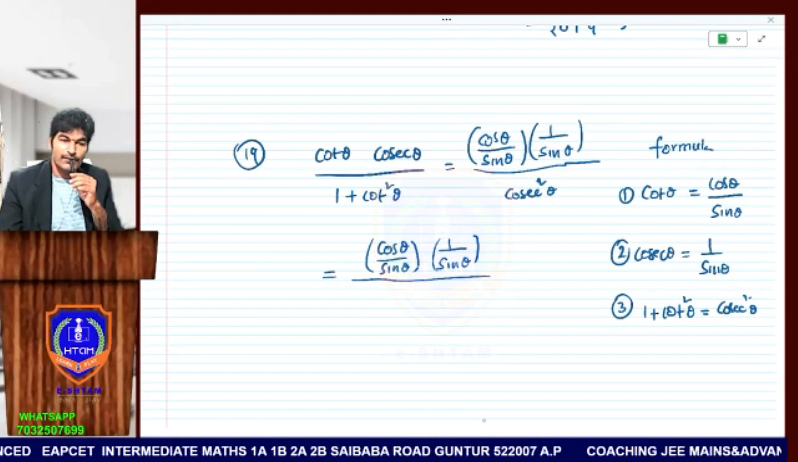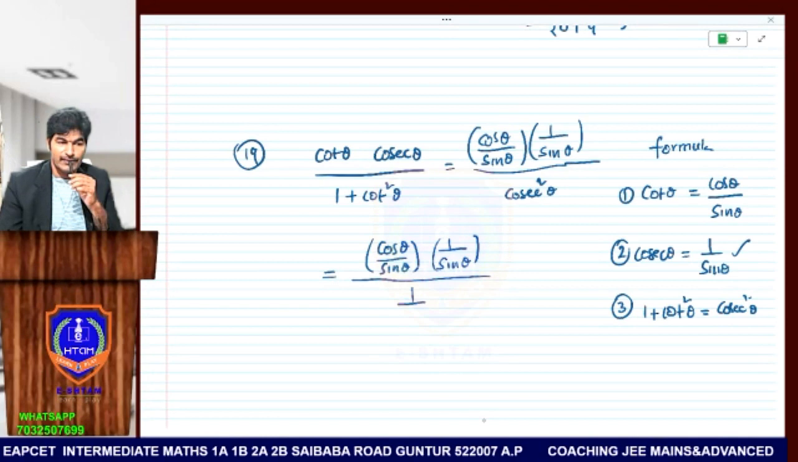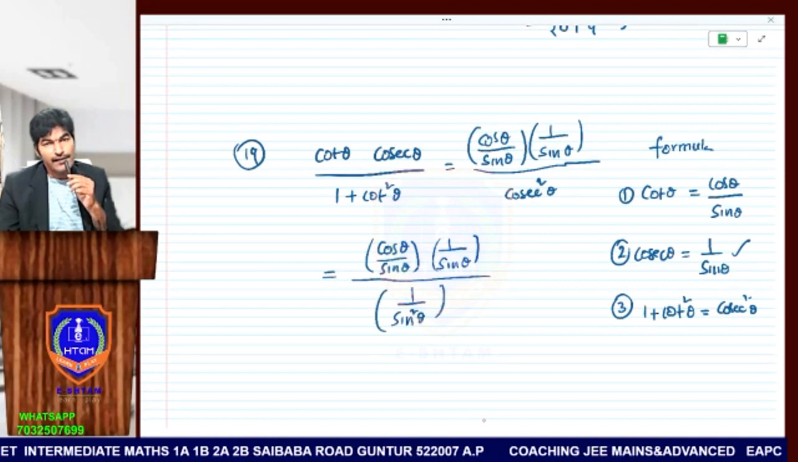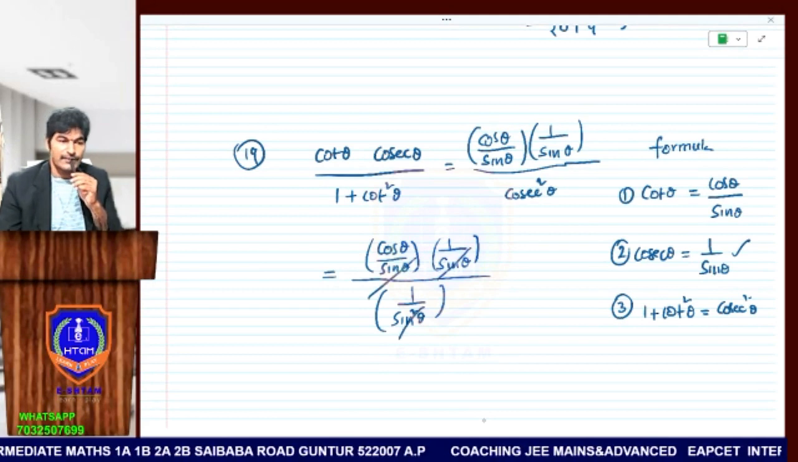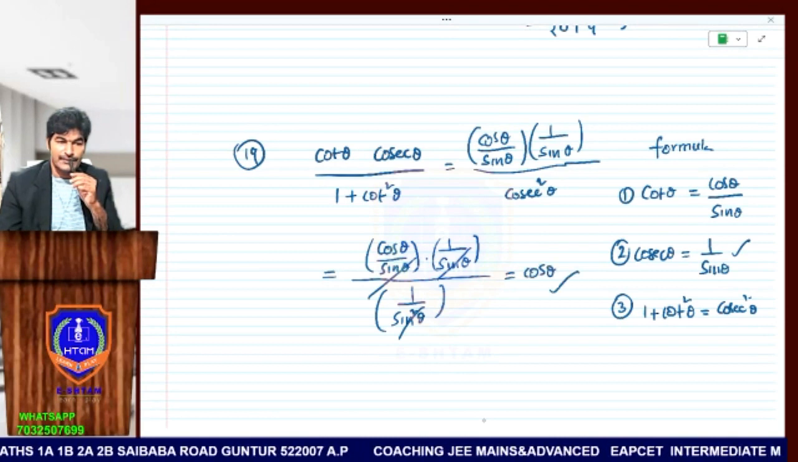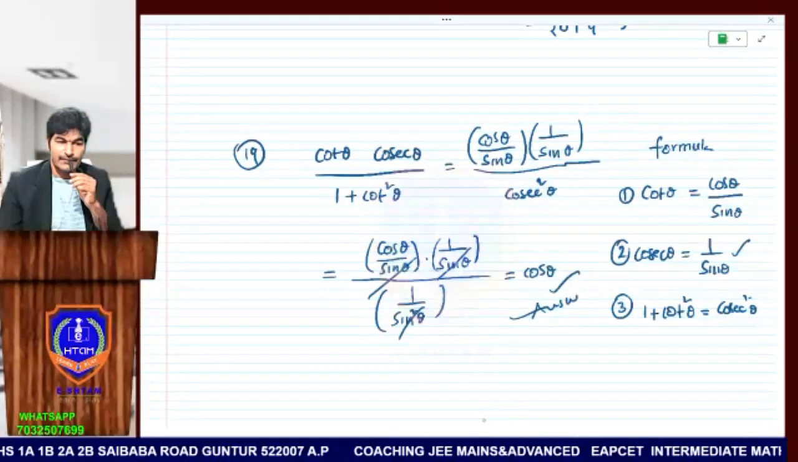Because you already know that cosecant theta is 1 by sin theta. That means it is 1 by sin square theta. Is that okay? Okay. Now take a look here. In the denominator, sin theta and sin square theta got cancelled. Understood? So what is left? Cos theta. That was the answer.